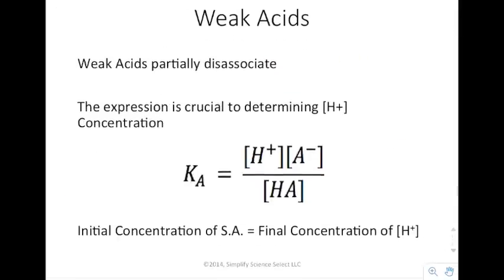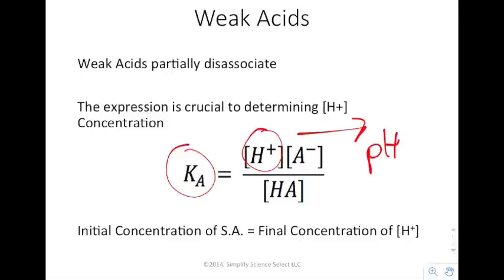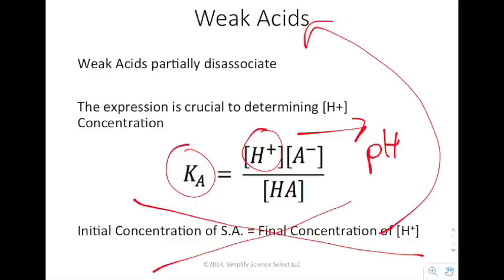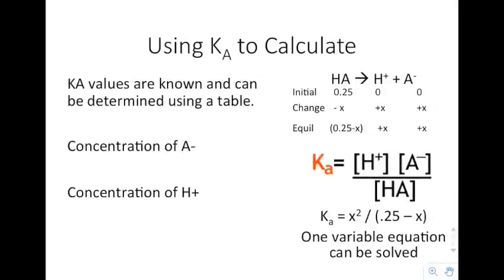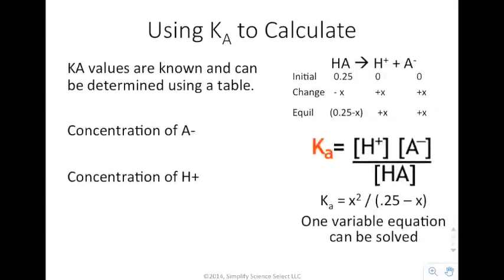Now, whenever you have a weak acid, it's different. Weak acids partially dissociate. Because of that, you need the Ka value to figure out the H plus so that you can calculate the pH. The initial concentration of the strong acid is equal to the final concentration. That no longer holds true when we're talking about weak acids. So when we use Ka to calculate, Ka values are known and can be determined using a table. If I look up a table, I can figure out what this Ka value is.